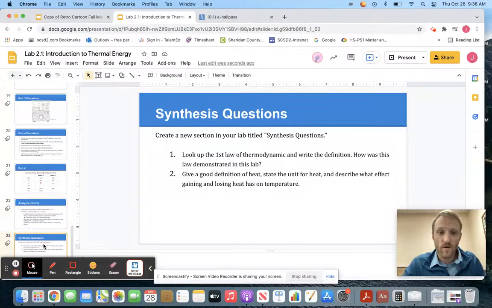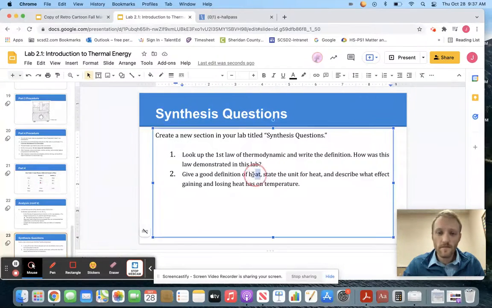And then finally our synthesis question. It says, look up the first law of thermodynamics and write the definition. How was this law demonstrated in this lab? When we think about it, energy is not created or destroyed, it's transferred. Where did we see energy transfer, heat transfer, during this lab? We saw it all over, in a lot of different cases. Then it says, give a good definition of heat. What is heat? What is the unit for heat? We just learned that. Then describe what effect gaining or losing heat has on temperature, because temperature is our way of measuring it. So it should be pretty straightforward. Like I said, let me know if you have any questions.